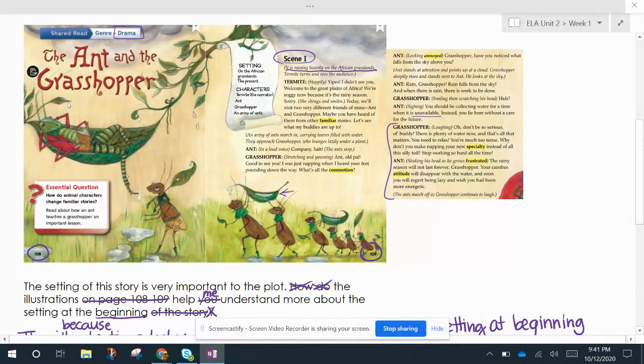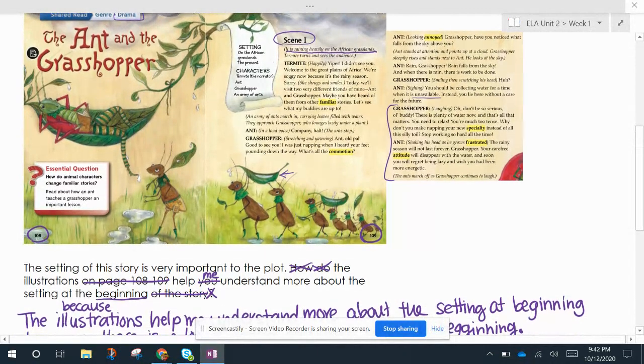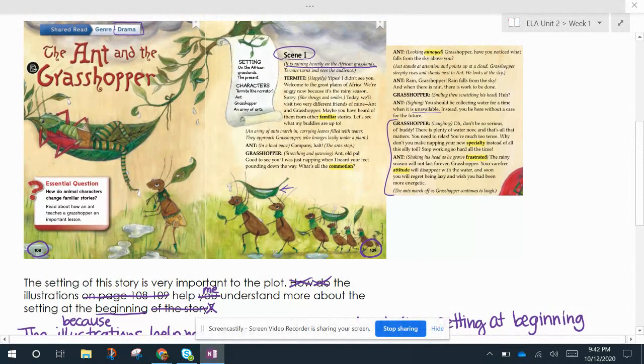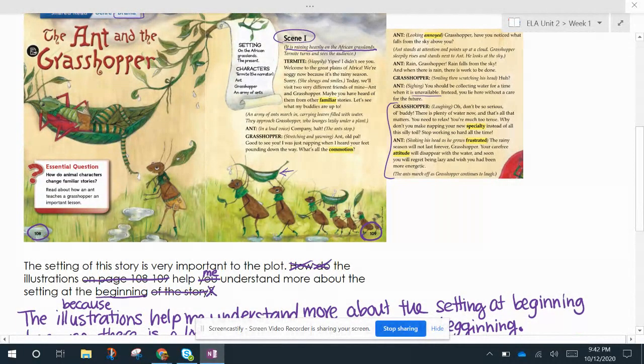So this tells me that in the African grasslands there is a rainy season and probably a dry season, because the ants are collecting water for later when there isn't as much. So we can see from here that the water will eventually disappear.